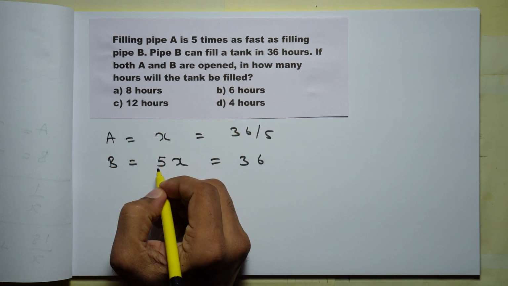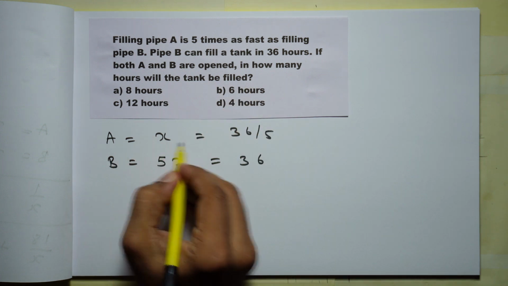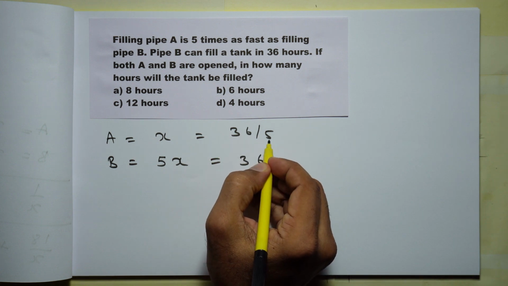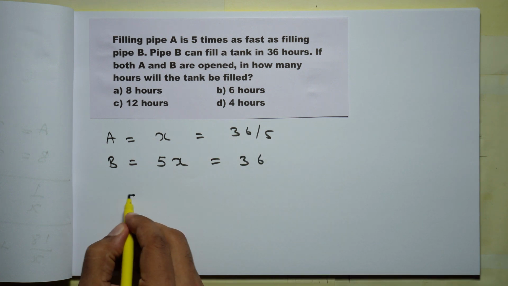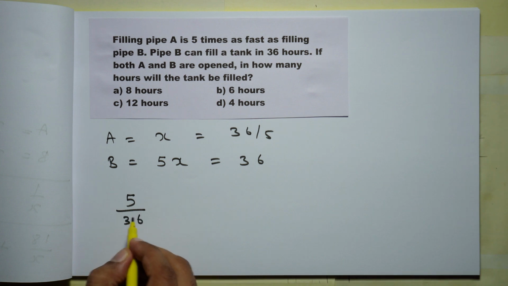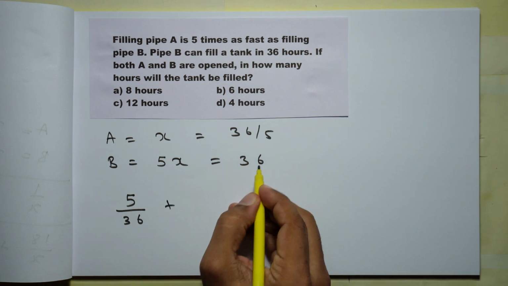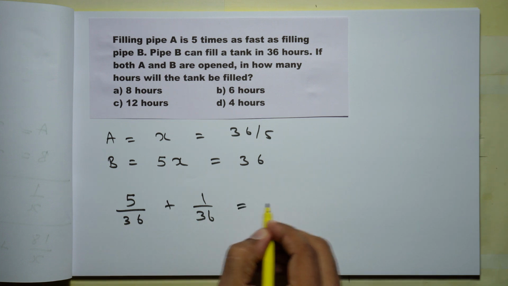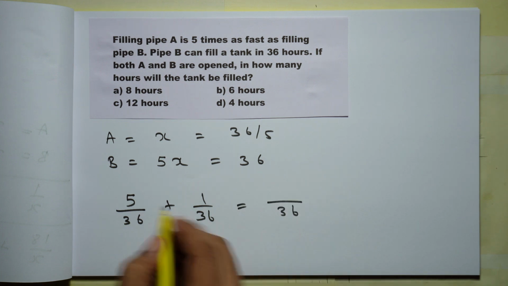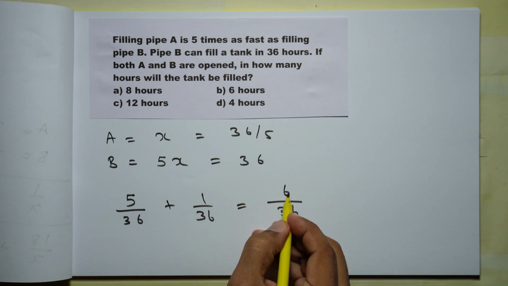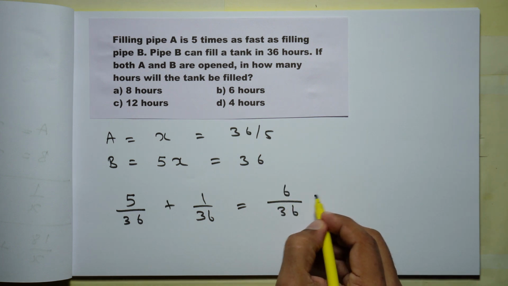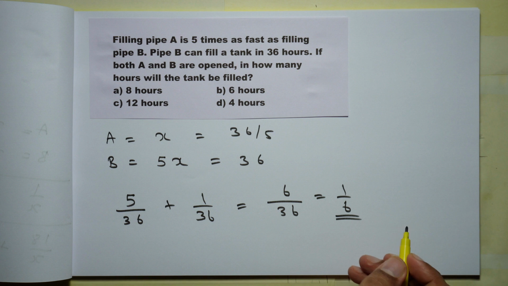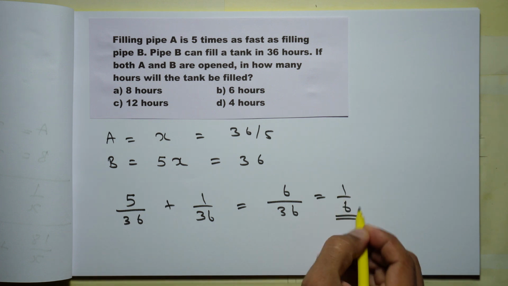Now both A and B are opened. Now A can fill the tank in 36 by 5 hours, which means that every hour A will fill 5 by 36 of the tank and B will fill 1 by 36 of the tank. So if both A and B are working, every hour they will fill 5 plus 1, 6 by 36 of the tank. 6 by 36 is same as 1 by 6. So every hour 1 by 6 of the tank.